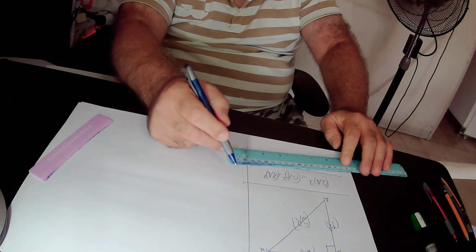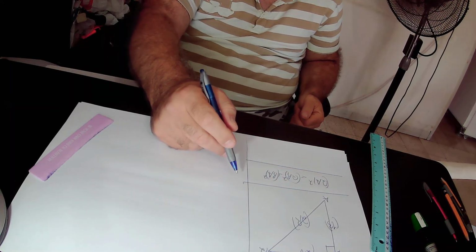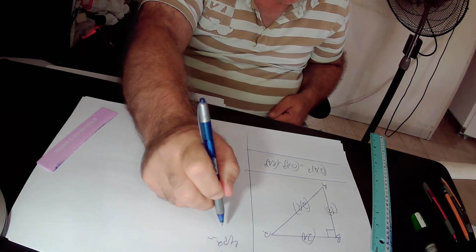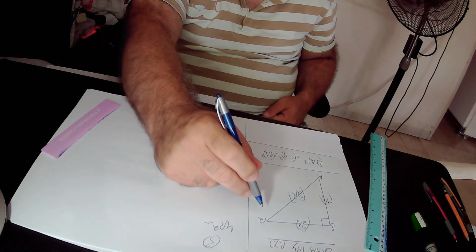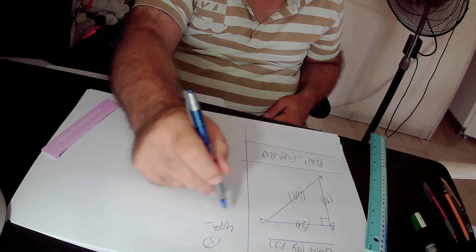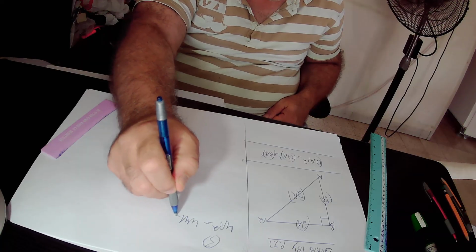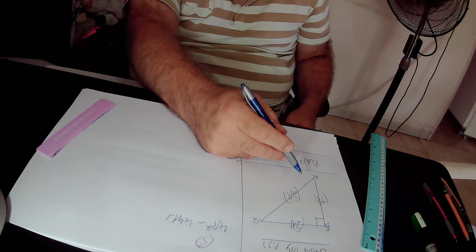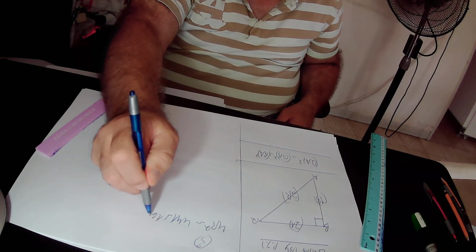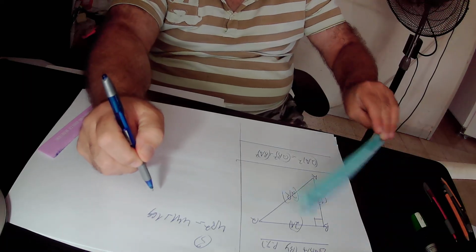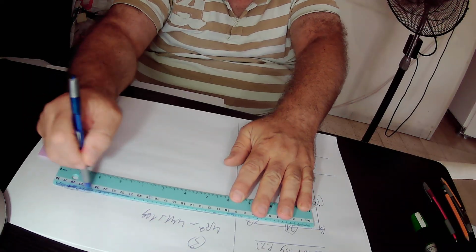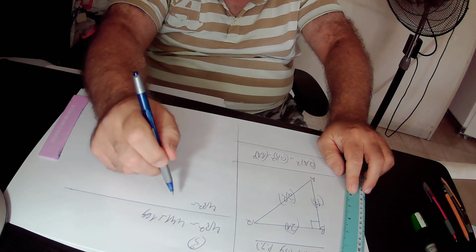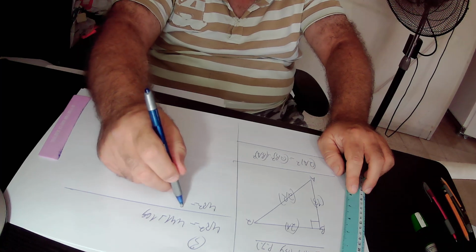QA is 2r, therefore QA squared is 2r squared, that is 4r squared, and it is equal to QB squared. QB is 21, therefore QB squared is 21 squared, that is 441, plus BA squared. BA is 13, therefore BA squared is 13 squared, that is 169. So in total, 4r squared equals 441 plus 169. 441 plus 169 is 610.